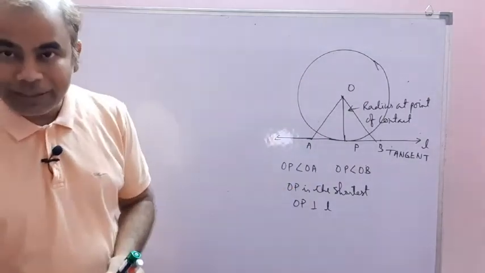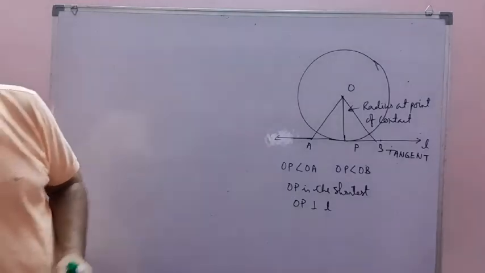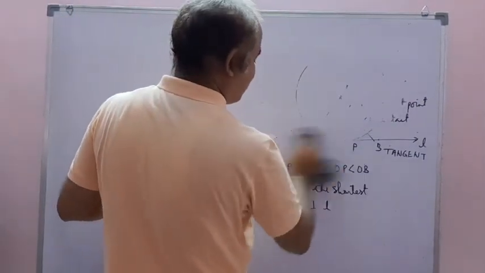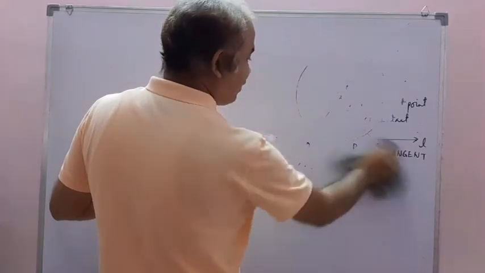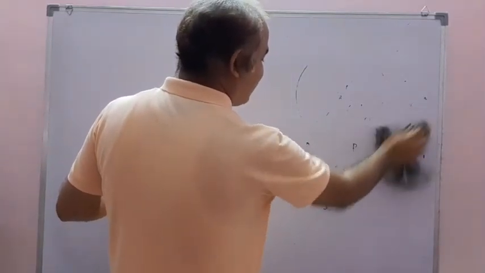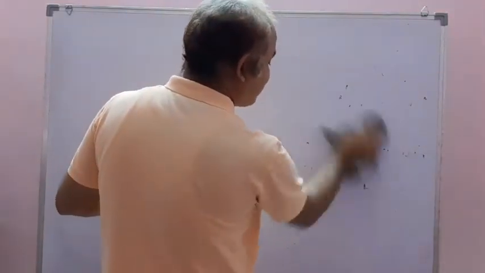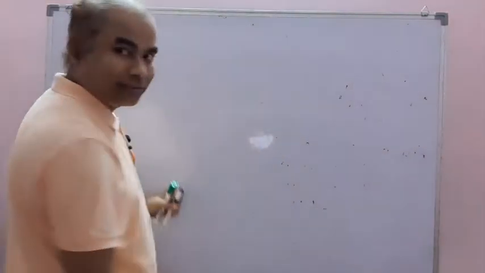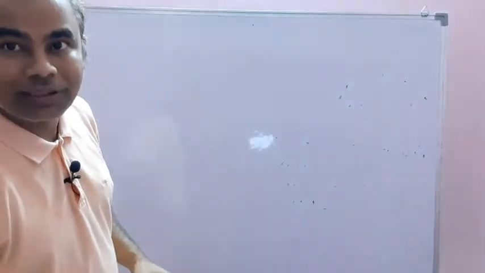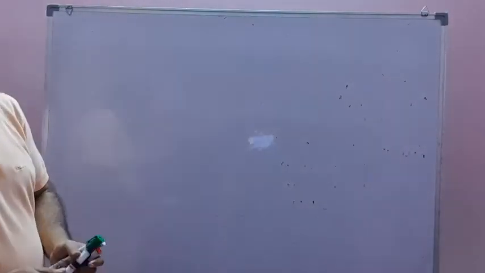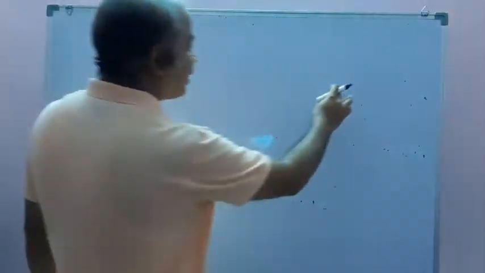Now from this what will happen, you see. If I just see the definition, a tangent is a line. As it is a line, it has no length. But a term is used, that is the length of the tangent. So what does it mean? For that, let me understand it like this.